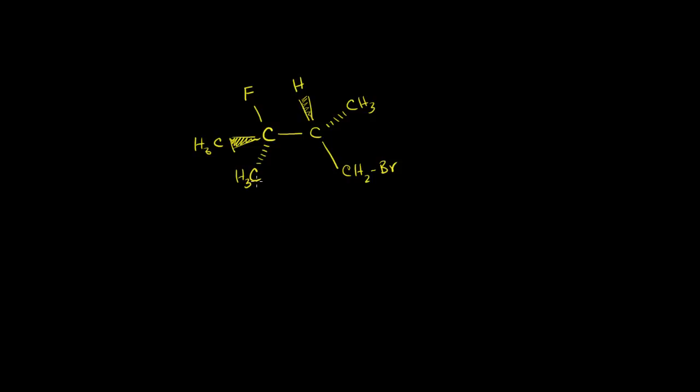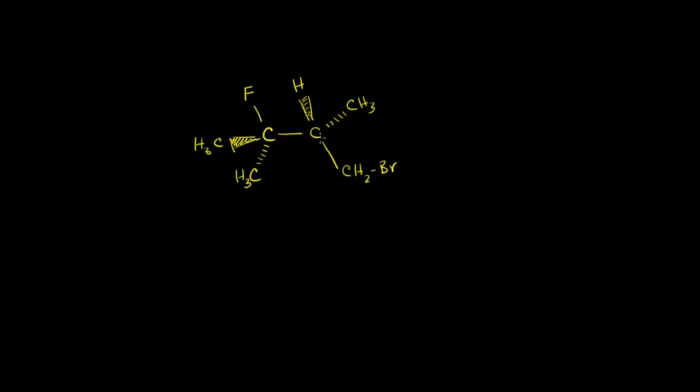So if we look here, this carbon is attached to 3 hydrogens, so it's definitely not attached to 4 different groups. Same thing about this carbon right here. This carbon right here is attached to a fluorine, but then it's attached to 2, you could view them as 2 methyl groups. So it's the same group. So this is also not a chiral carbon or an asymmetric carbon.